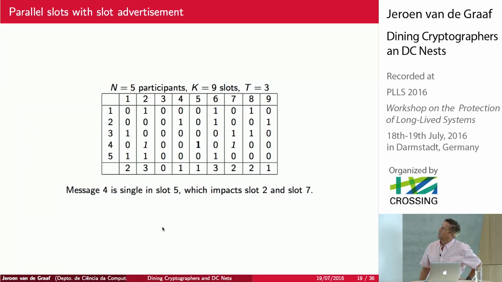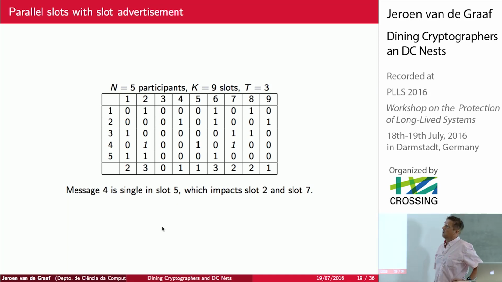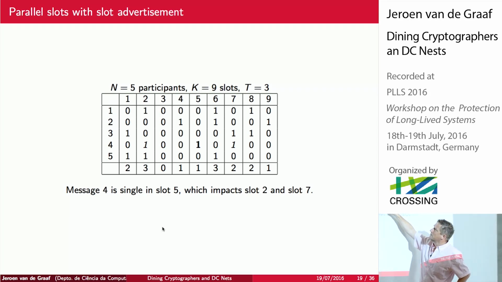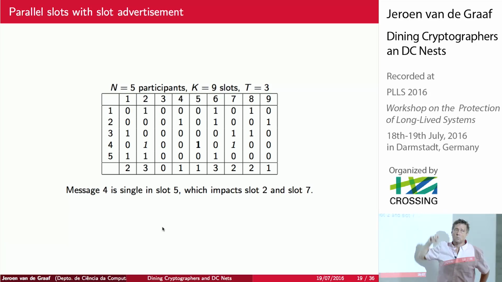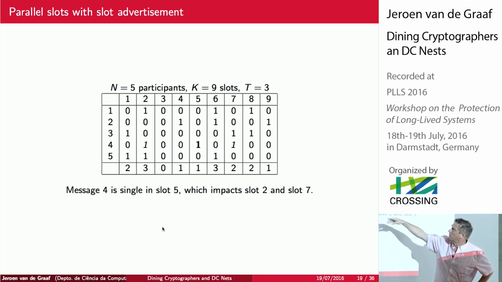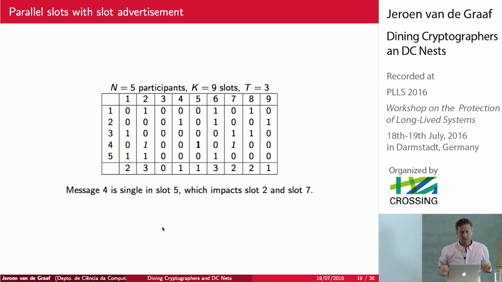Here we have 5 participants, 9 slots, and each participant chooses 3 slots. And so what we have now, for instance, is that in slot 5, message 4 is single. I want to make this short. What you see here is actually what the people will see. You can make a collision counter. That's not difficult to do. By using a modulus that's bigger than 2, you can count the number of collisions. The bottom line is what the people will see, and the upper line is sort of God's point of view. He can see everything, and that is good enough to simulate this.